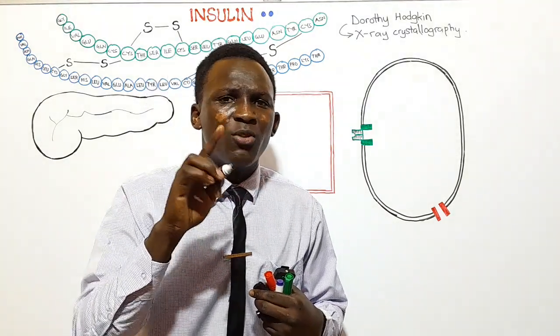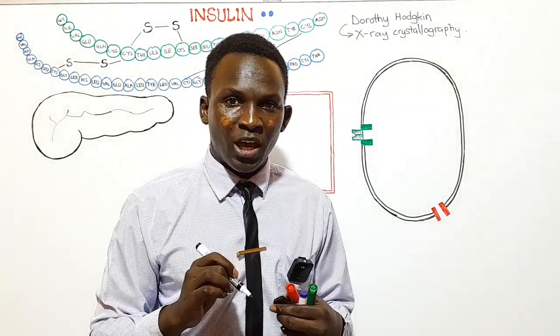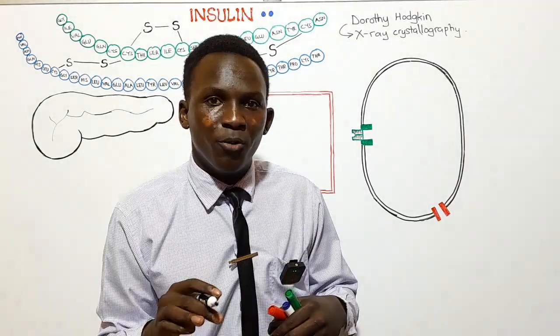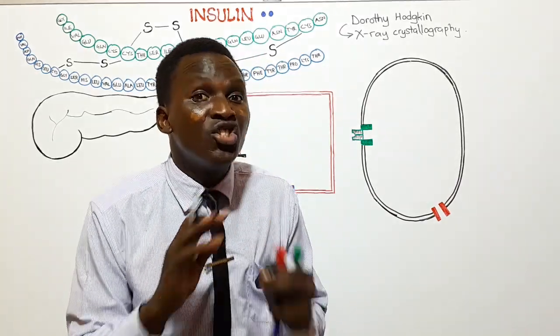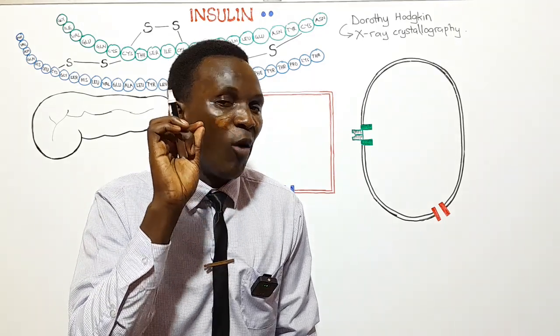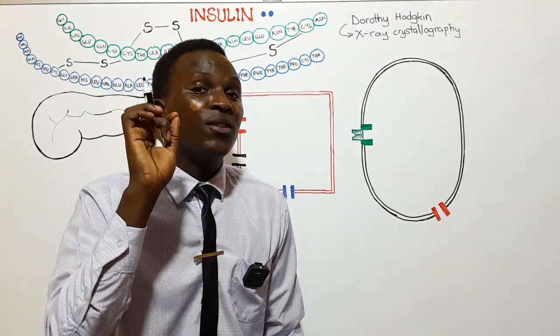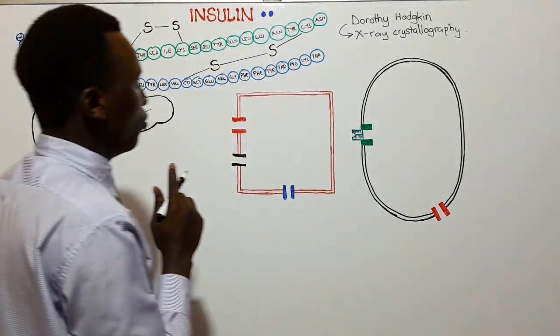So what does isoelectric point mean? Isoelectric point is that pH at which a molecule is neutral. In other words, it doesn't have a positive or a negative charge. It is completely neutral. And the isoelectric point for insulin, where it is completely neutral, is 5.4. So that's what we should know.